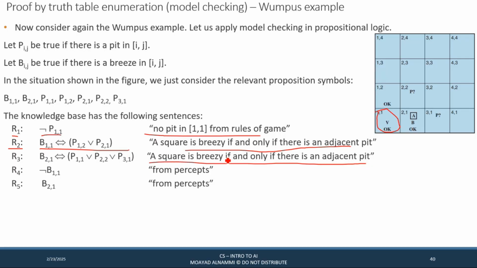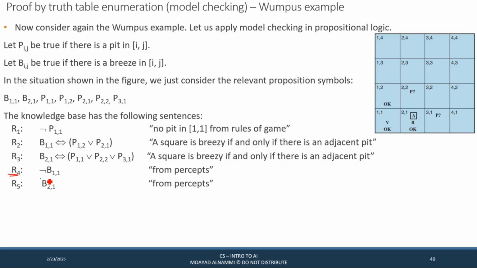We need to add this mechanic for all possible grid locations. Because we're just looking at these grid locations here, I'm going to add it for only B11 and B21. However, in your knowledge base, this mechanic here, you would like to add for all grid locations. So you need to add it for B33, B43, B44, all these 4x4 grid locations.